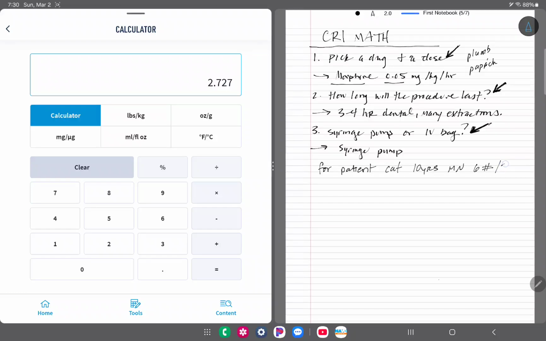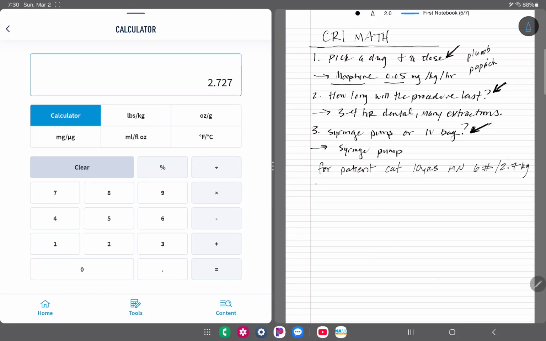And now we have 2.7 kilograms. Could you have said 2.73 kilograms to round a little more accurately and get as much accuracy within the drug as you wanted? Absolutely. I'm going to stick with my 2.7.